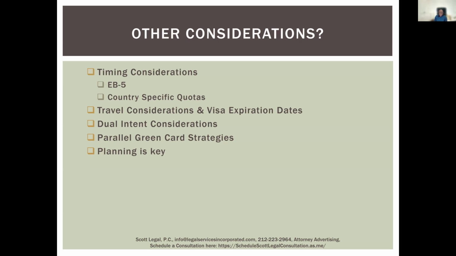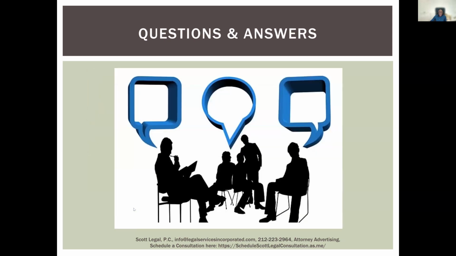And a lot of the time people will do parallel green card strategies. They'll apply for an EB5 and maybe an NIW, or they apply for an EB5 and then have a marriage-based petition, et cetera. There's nothing wrong with that, and it's not prohibited. So that's something you could definitely do.